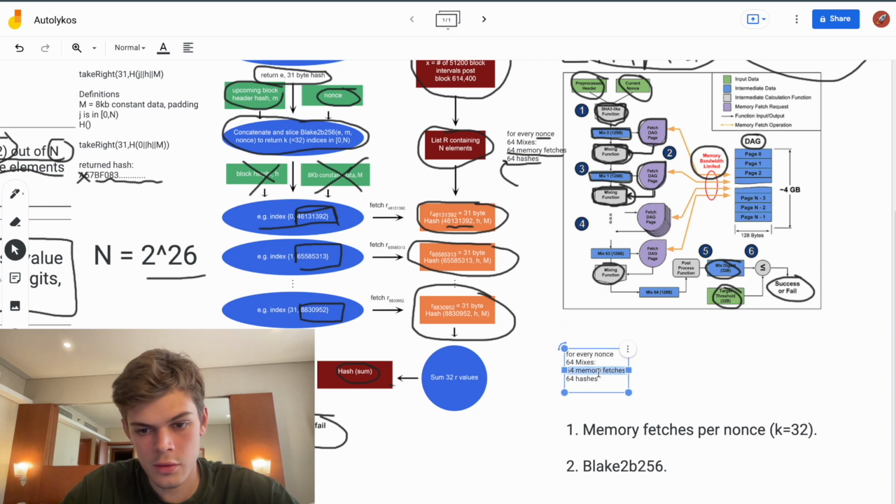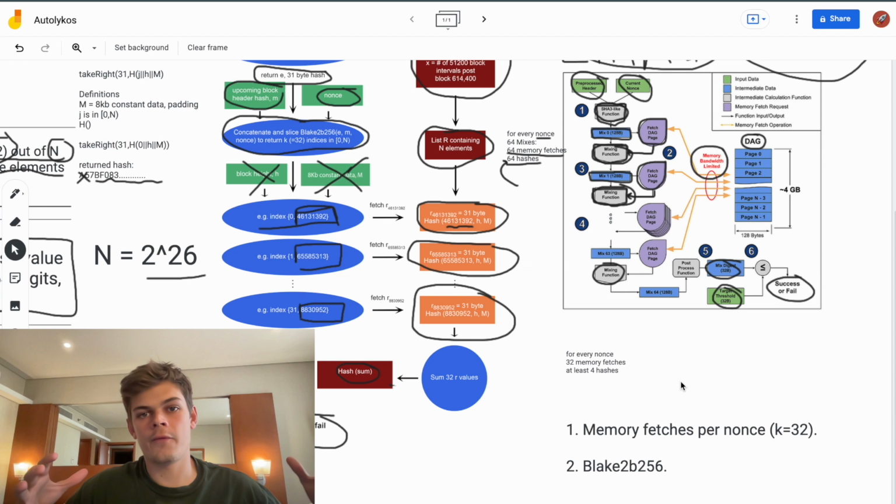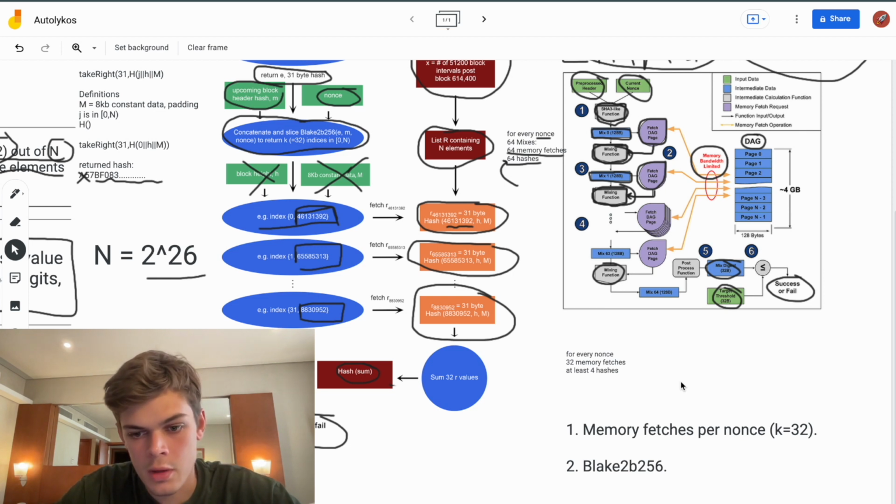So in this case, for Autolykos, you have at least 4 hashes, and you have 32 memory fetches, as we mentioned, right? So that's why, first of all, Autolykos is a lot more memory hard than Ethash, because you have much more memory utilization compared to the amount of hashing that the algorithm is doing. So that's awesome. But then you might have the question, well, what if we have hardware that increases the speed at which we can fetch memory?